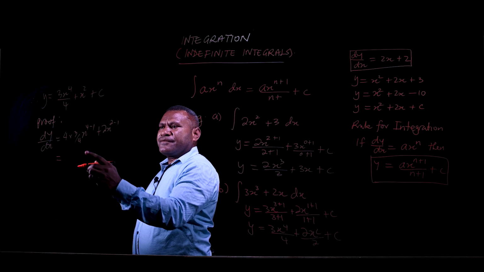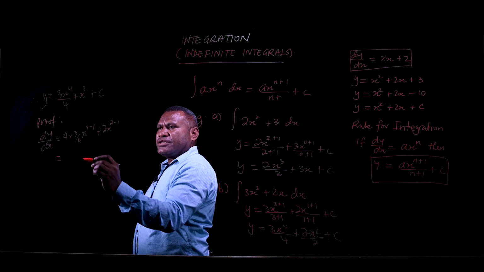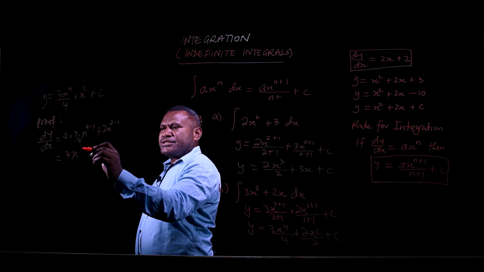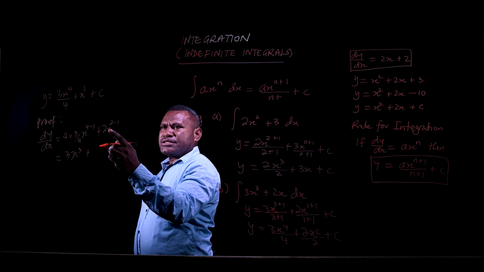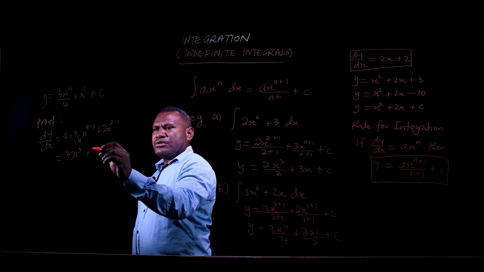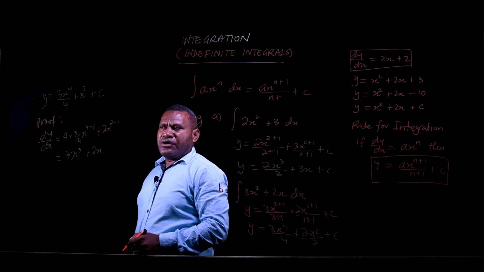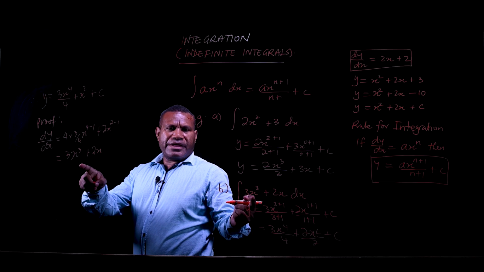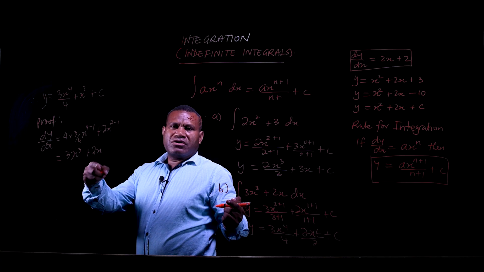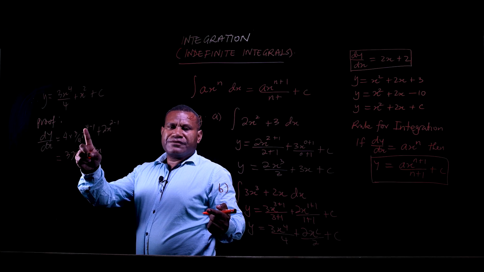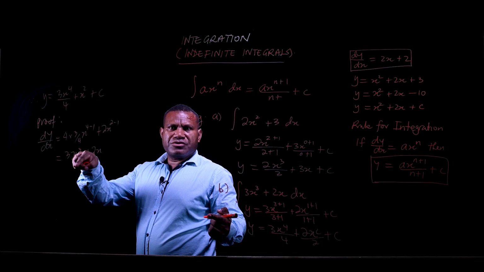Right, so the 4 cancels out. We are left with 3x raised to the power of 4 take away 1, which is 3, plus 2x raised to the power of 2 take away 1, which is 1. So we will have this function. As you can see, we ended up with the same expression here. So this concludes that integration is the reverse process of differentiation.